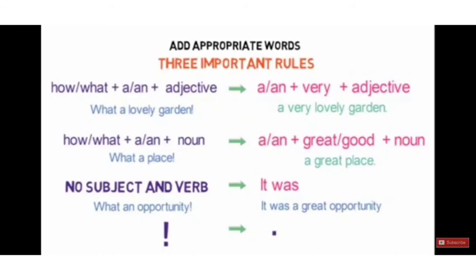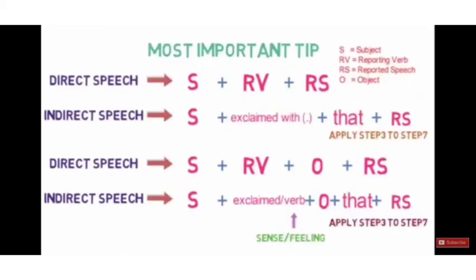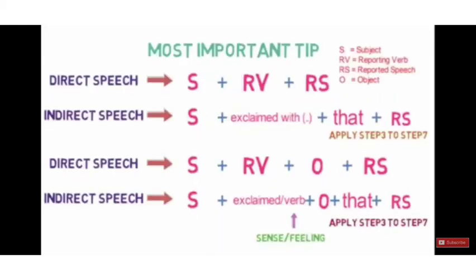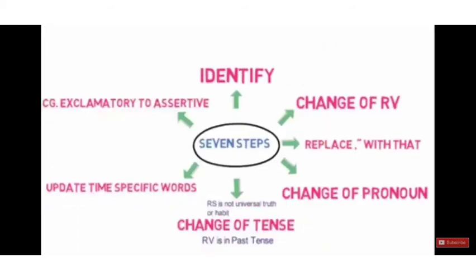Here we need to add appropriate words if required to complete the meaning of the sentence and replace the exclamatory mark with the full stop at the end of the sentence. The most important tip for you students, it will be very useful to you. Note this. We have learned 7 steps formula and the most important tip here. Next we see 7 steps application for converting exclamatory sentence from direct speech to indirect speech.